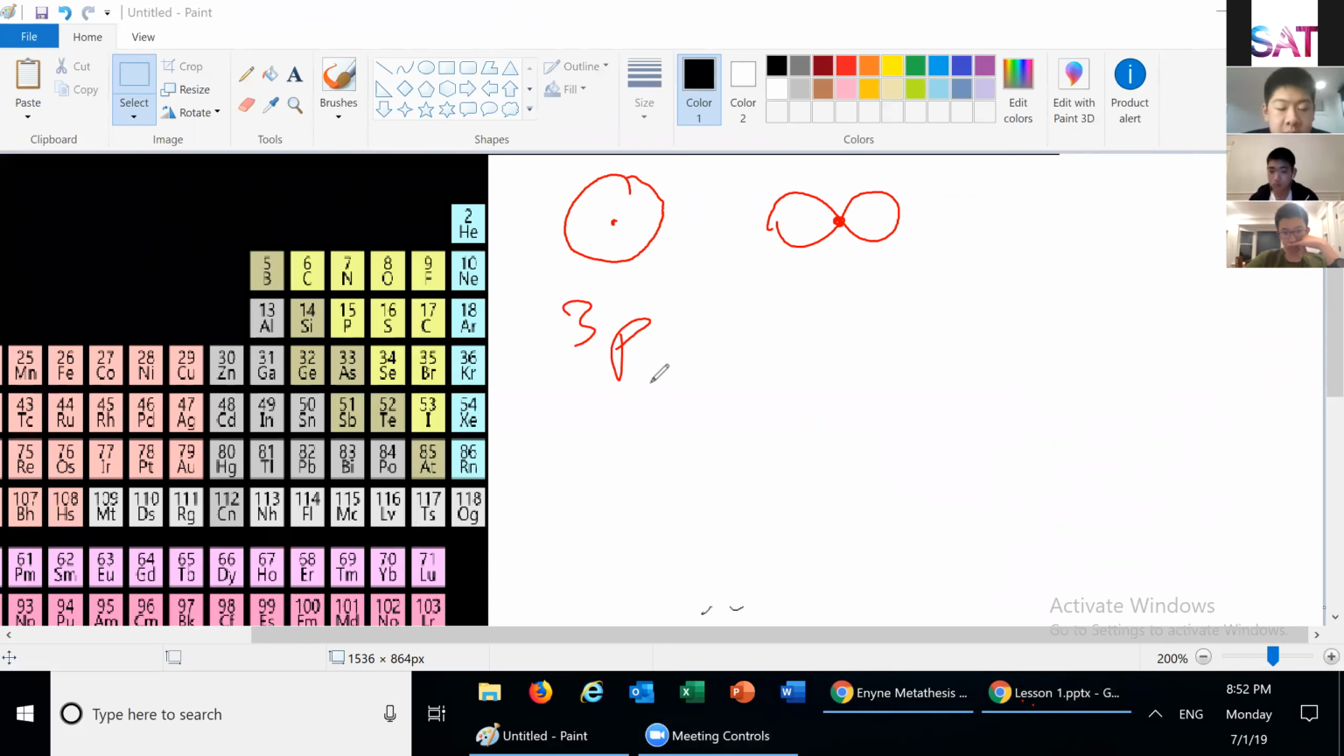So how many nodes does this orbital have? Is it 2? Yeah. This orbital will have in total 2 nodes. I'll just write that down. 2 nodes. Another major point is that the number of angular nodes is equal to l.